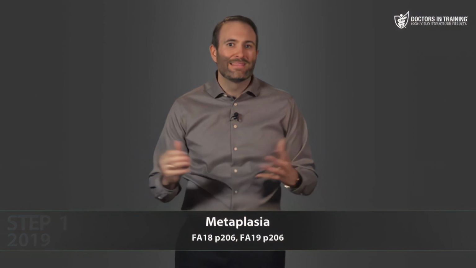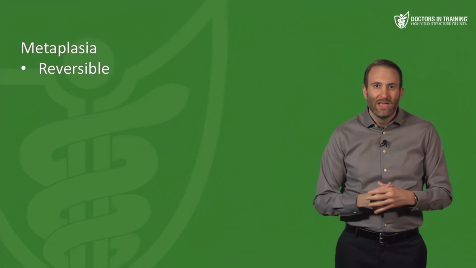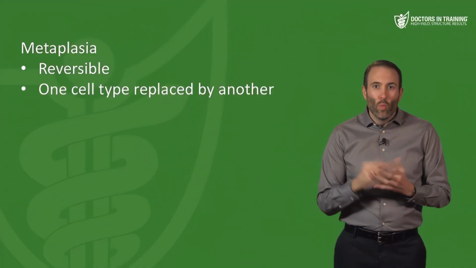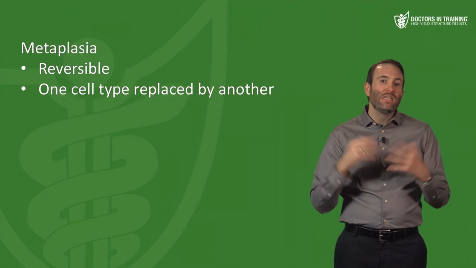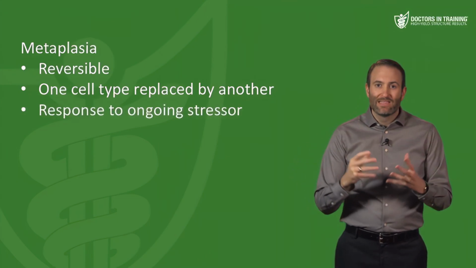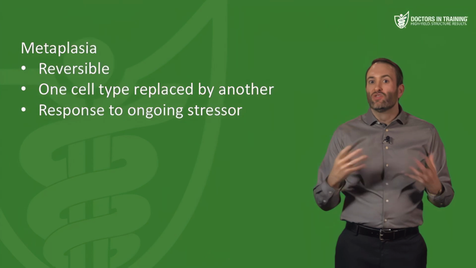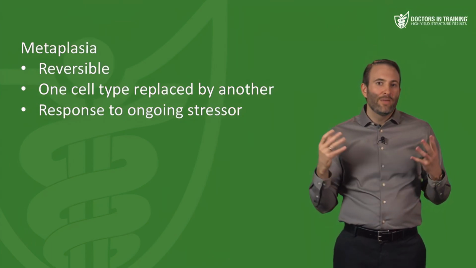All right, let's switch gears. Let's talk about metaplasia. Another way that cells can adapt in response to injury is called metaplasia. Metaplasia is a reversible change where one cell type is replaced by another cell type, as a response to some kind of ongoing stressor. Now, there are lots of common examples of this.